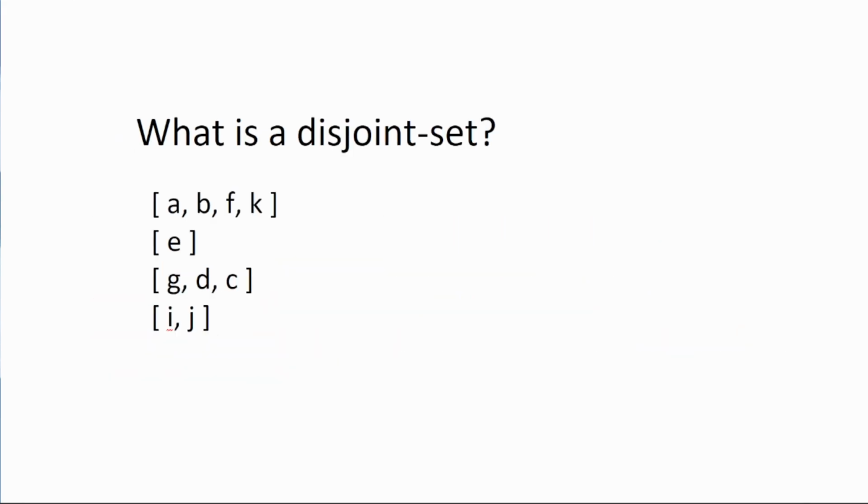Here's an example of disjoint set data structure. As you can see in each of the arrays, the elements only exist in that array. So if A is in the first array, it won't exist in array 2 or 3 or 4. This is a disjoint set. A graph can also be considered a disjoint set. So in this graph, you can see there are 3 distinct components. The union find algorithm is an algorithm that helps to identify and maintain this disjoint set.